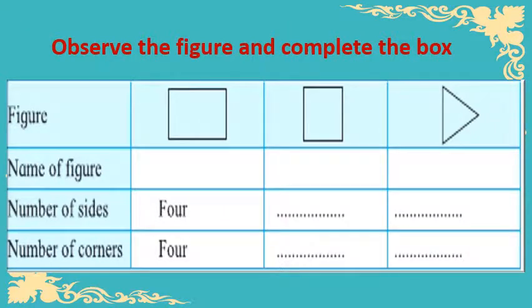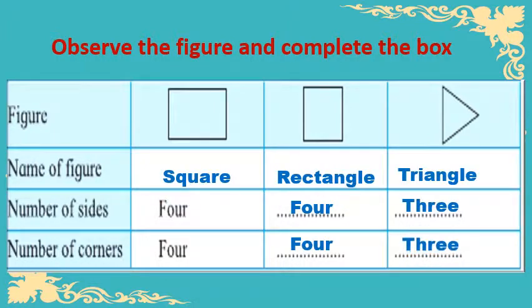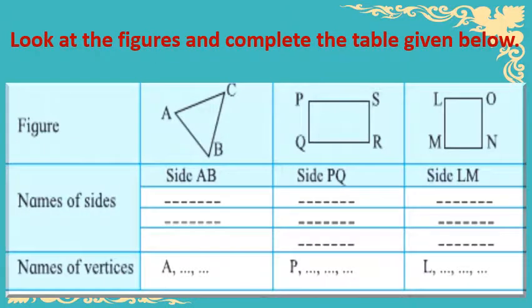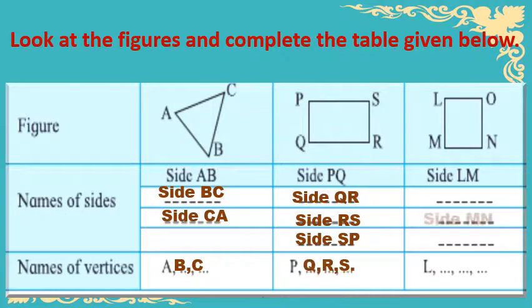Now this is from your textbook. Observe the figure and complete the box that you have to do. Here I will write fast. See, this is rectangle, 4 sides, 4 corners, triangle, 3 sides, 3 corners. The next one is same thing what we did now. See, side you have to write and vertices. This is very easy for you. Please complete this in your textbook with the help of the pencil.